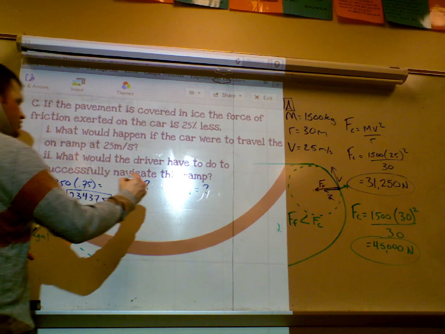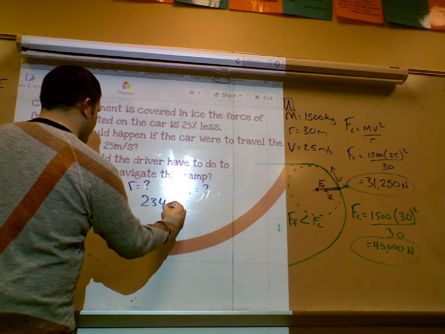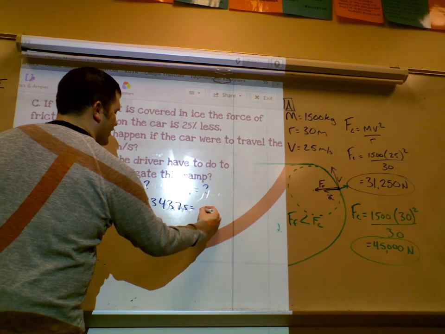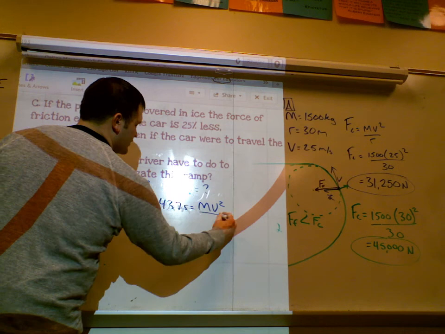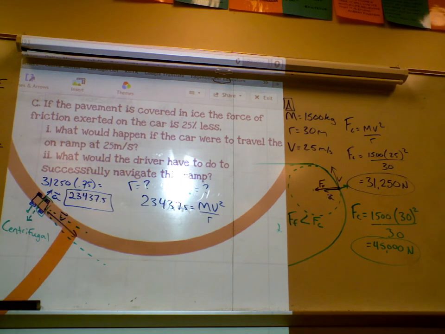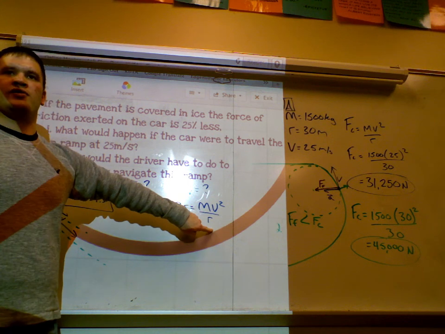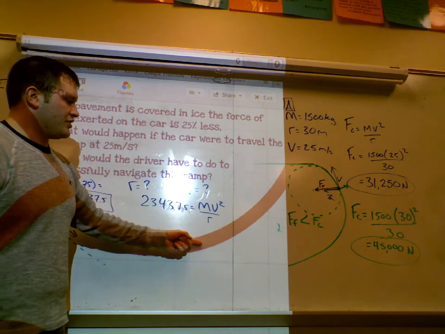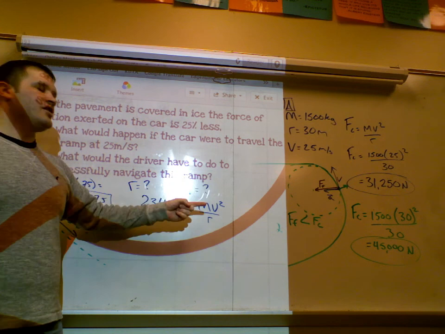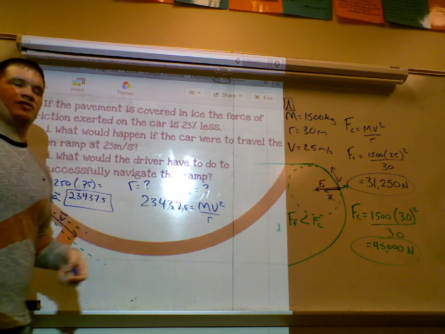So there's 2 ways to do this. We had 23,437.5. That has to equal mv squared over r for us to make the turn safely. At 25 meters per second and 30 meters as a radius, we have 31,250 over here, so it won't be enough, right? So that's why we had to increase the radius or change the velocity.